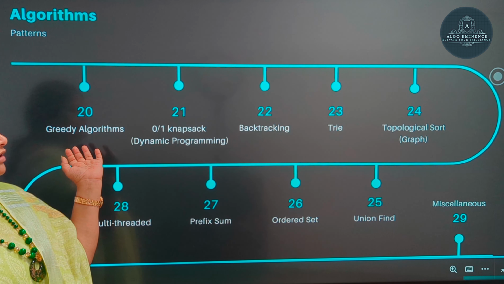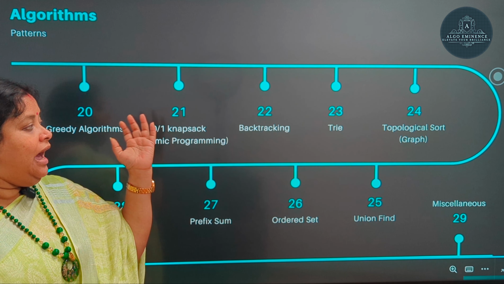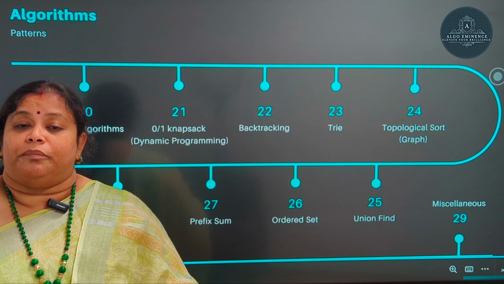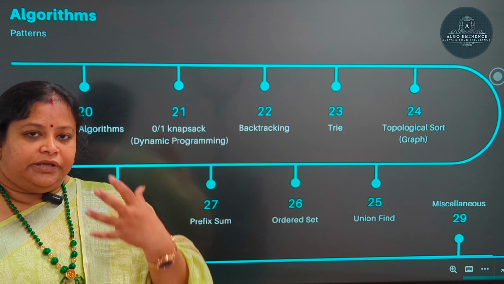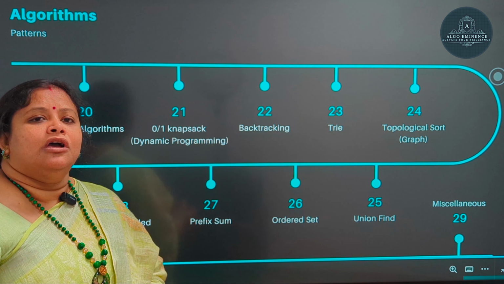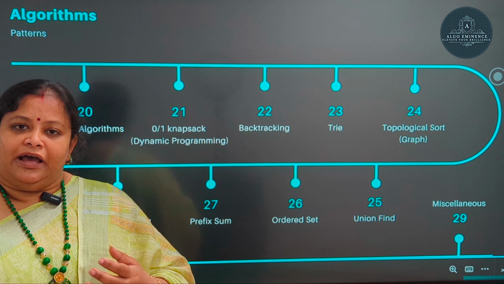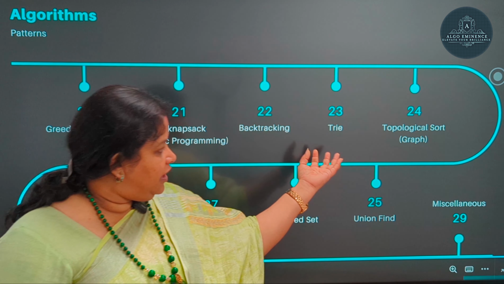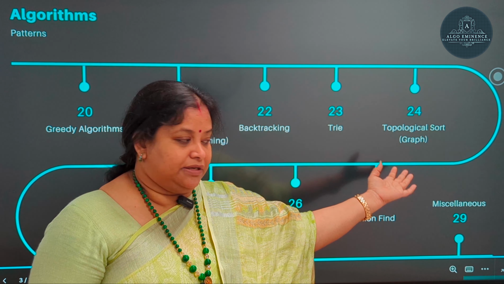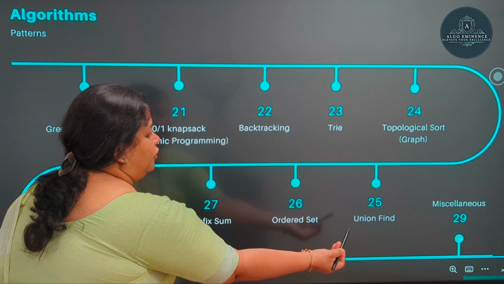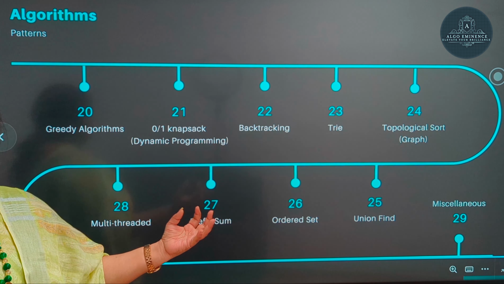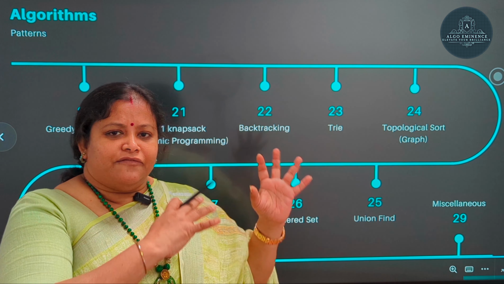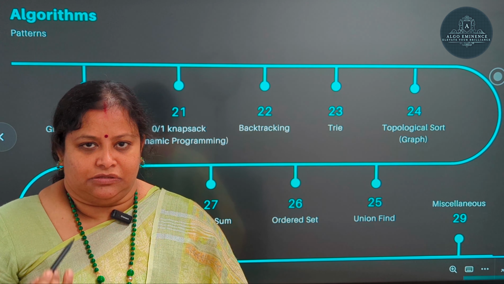Next you have greedy algorithms, we go for dynamic programming, and you go for backtracking. For backtracking and dynamic programming, you need recursion. Before starting backtracking, we will have a bit of revision of recursion, and then we will do backtracking, and then we will go with dynamic programming. We have trie, then we have topological sort which comes under graphs. Then we go for union find, ordered set, prefix sum, and multi-thread, and we have some questions which, apart from these patterns, can be solved in other ways.